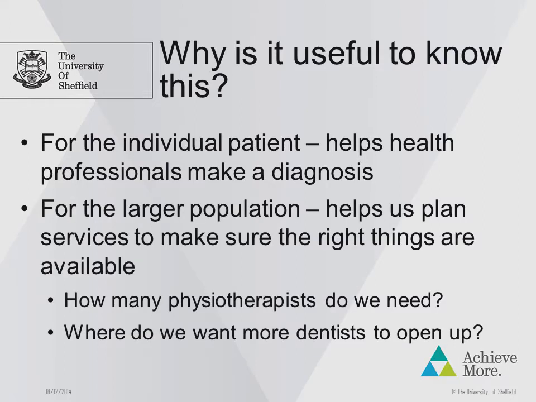For the larger population, it helps us plan. So when we're looking at where to put services to make sure things are in the right place and the right services are available to the people who need them the most, we need to know about how health is distributed within a population. For example, how would we know how many physiotherapists we need if we didn't know how many people are likely to have falls or strokes? How would we know where to put more dentists' surgeries if we didn't know where the majority of disease and patients were?